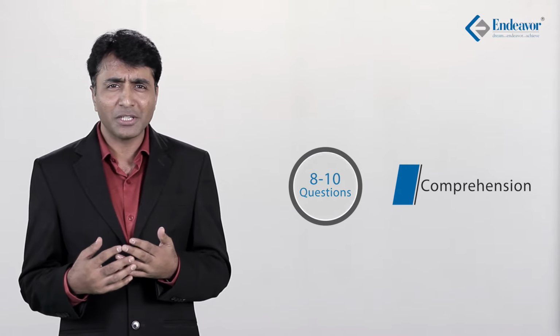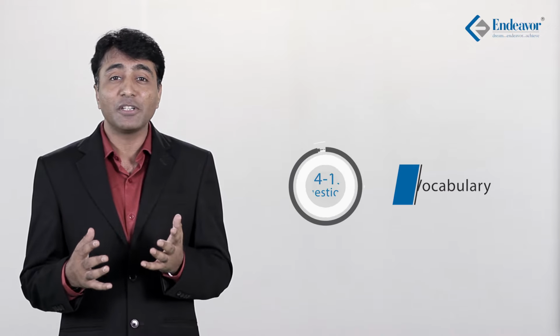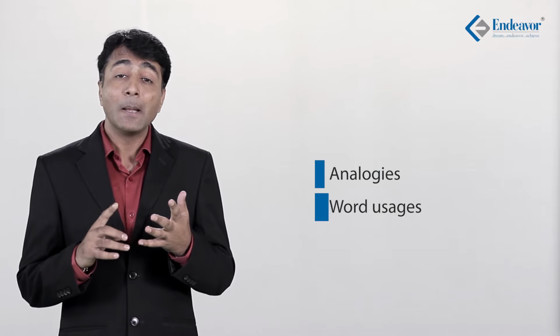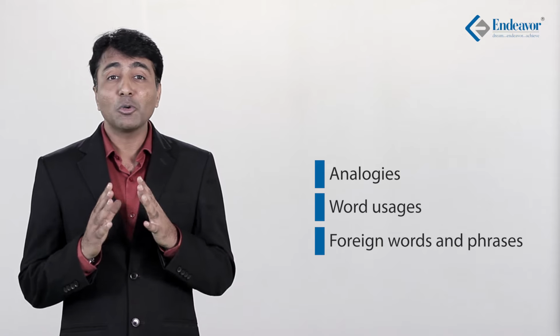What we can expect this year, if I go by the tradition of the last 4 or 5 years, is that the weightage on comprehension has been less. So, out of 40 questions you cannot expect more than 8 to 10 questions on comprehension, but there has been a consistent weightage on vocabulary. Even if you look at last year, in spite of such an odd pattern, there were around 14 to 15 questions on vocabulary. Within vocabulary, a good amount of variety, be it analogies, word usages, or foreign words and phrases, almost all varieties have been covered. So, we can again expect that the stress on vocabulary will be really high this year.